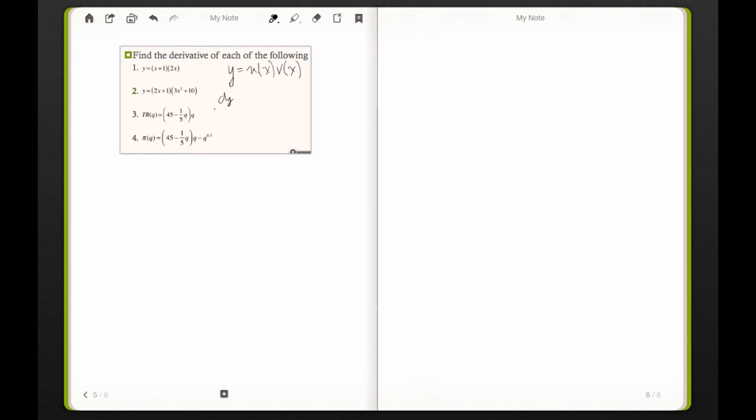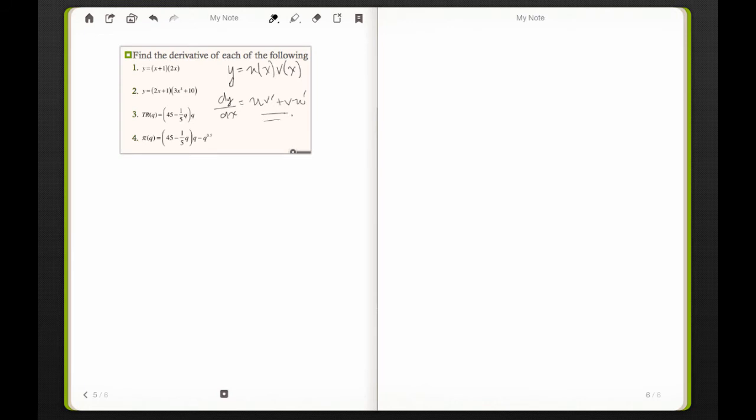The product rule says that the derivative of y with respect to x, and I'm going to write in shorthand now, which means I'm not going to put the of x's in, is going to be the first function times the derivative of the second function, so u times v prime, plus the second function times the derivative of the first function, so v times u prime.